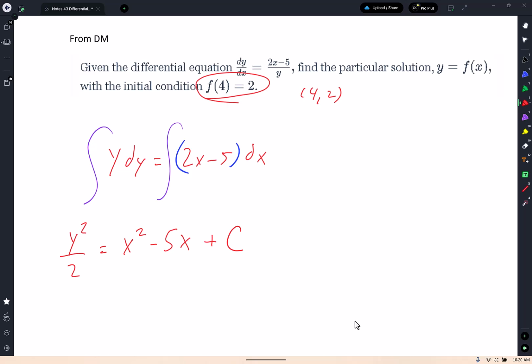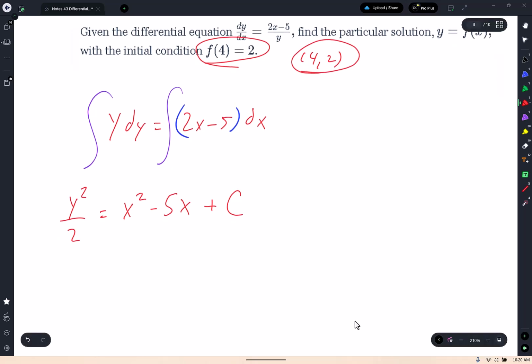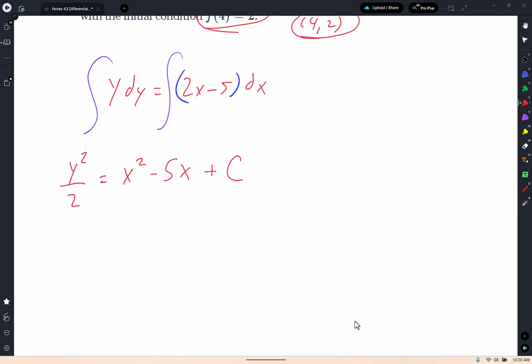It depends on where you want to use your initial condition. I like to just use it immediately. That's just my habit. I'm going to plug in the (4, 2) immediately. So the 4 is an x, the 2 is a y. So 2 squared over 2 equals 4 squared minus 5 times 4 plus c. Are we still okay, guys?